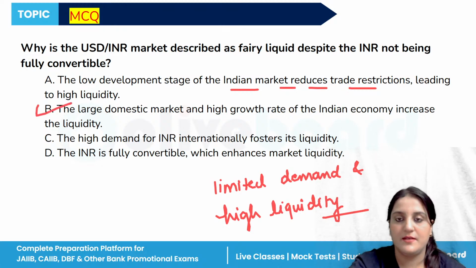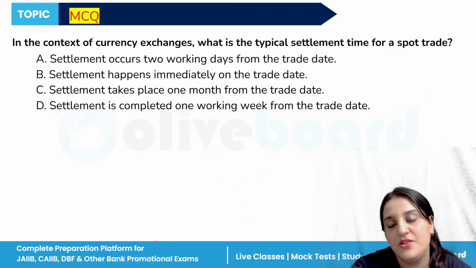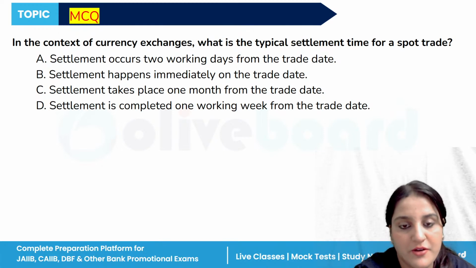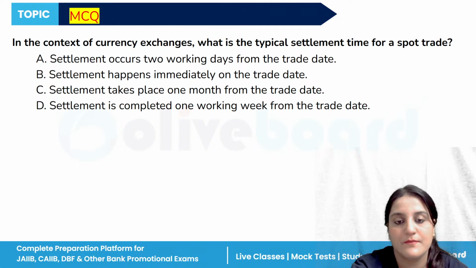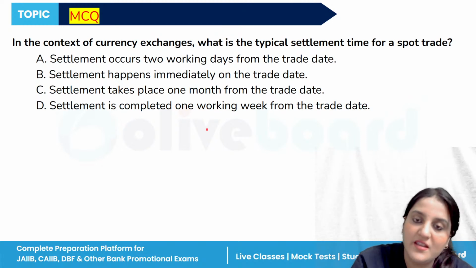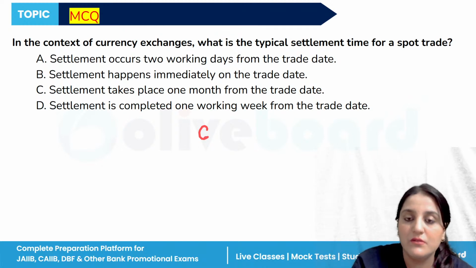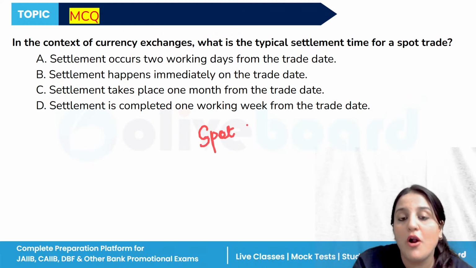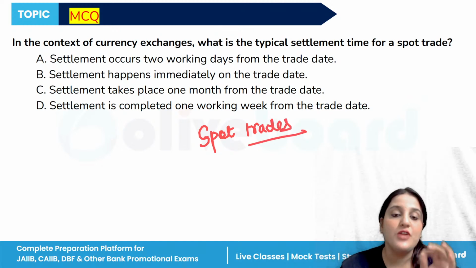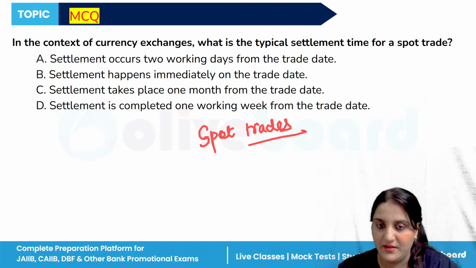Option B is correct here. In the context of currency exchanges, what is the typical settlement for a spot trade? So, currencies are mostly bought and sold in spot trades. Basically, the spot refers to the payment and receipt of funds in the respective currencies.